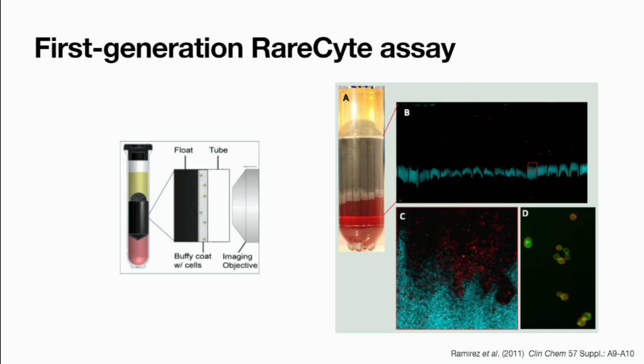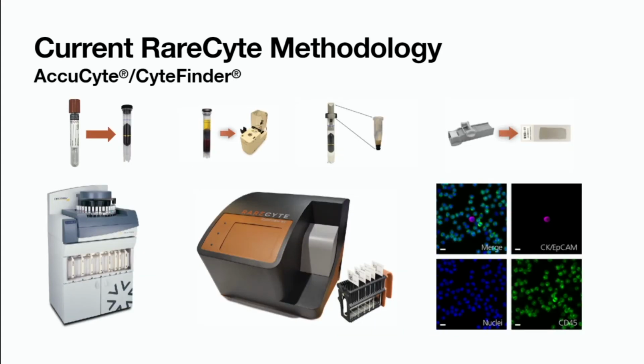The difficulty here is that there's a lot of very fancy things that have to happen, particularly these tubes here. They're not generically available. And so the current assay that we're doing now is a slight modification of this. This is how the current generation of the RareSite method works, and this is what we're using now in our laboratory.